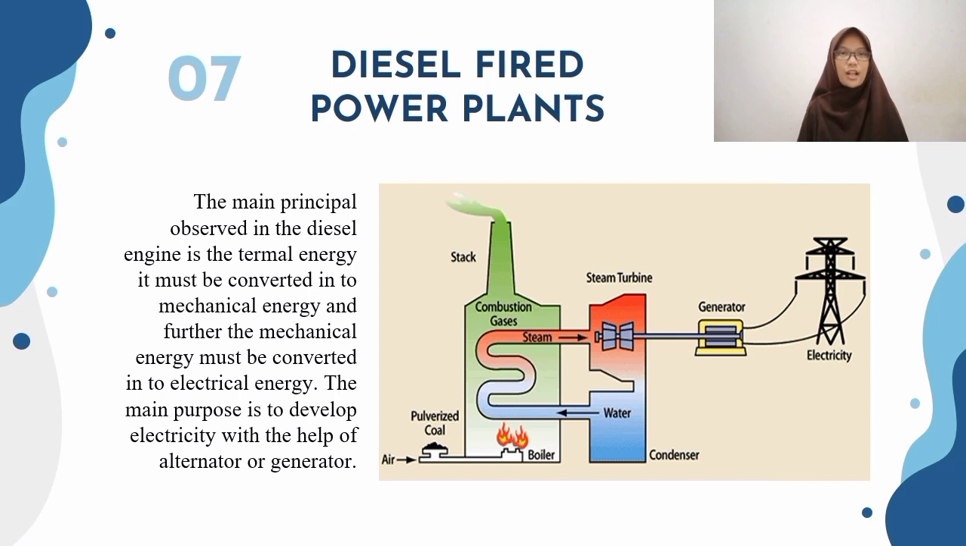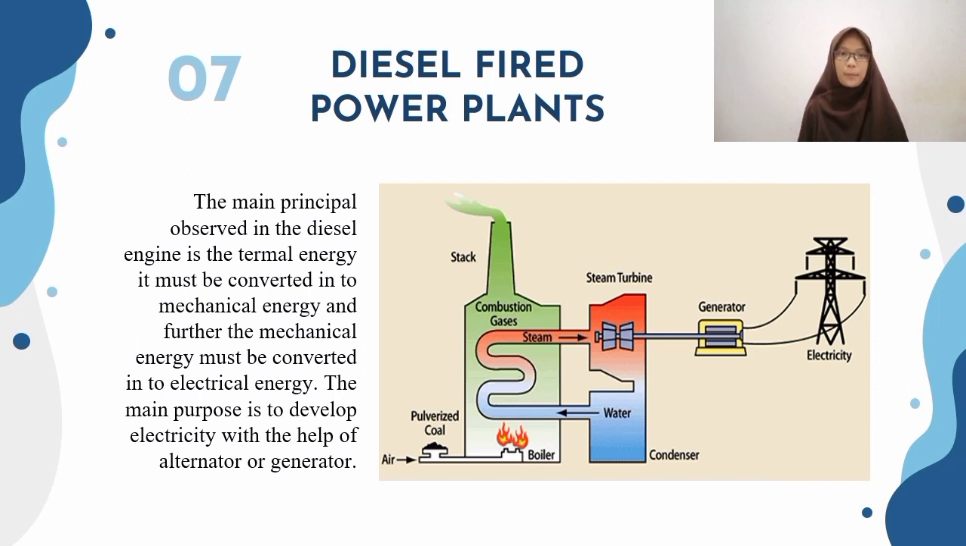And the seventh is diesel-fired power plants. The main principle observed in the diesel engine is that the thermal energy must be converted into mechanical energy, and further the mechanical energy must be converted into electrical energy. The main purpose is to develop electricity with the help of an alternator or generator. And using diesel as the fuel, this type of power plant is used for small-scale production of electric power.